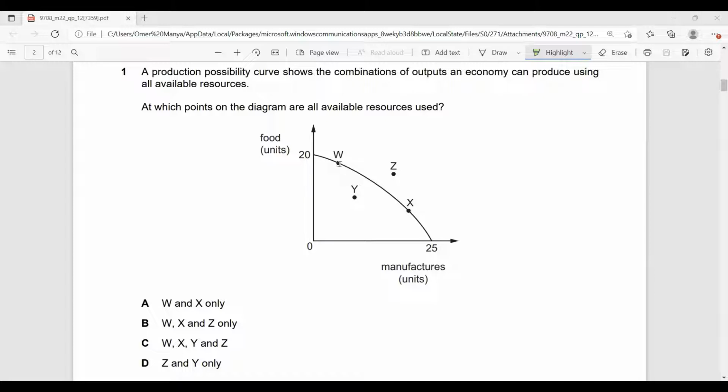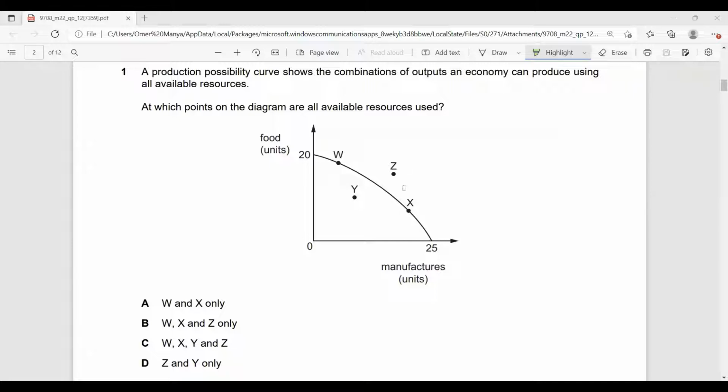Both points W and X are points that lie on the PPC curve. These suggest that all resources have been used fully and efficiently. Please note that you cannot be at both point W and X at the same time. There are different options, but both options show that the economy is using its resources fully and efficiently.